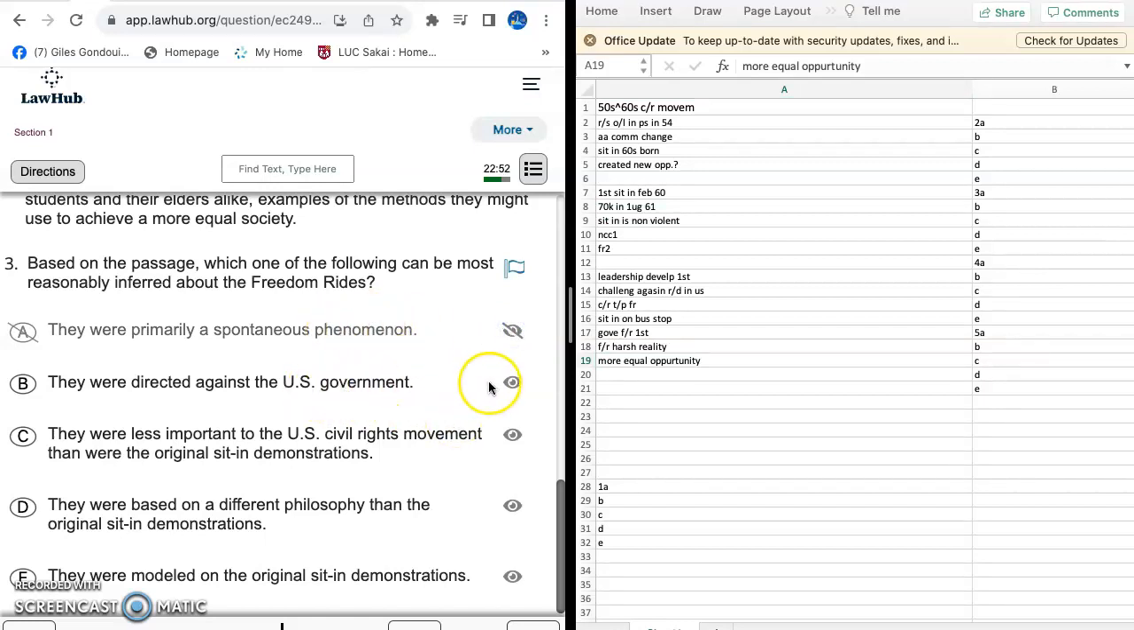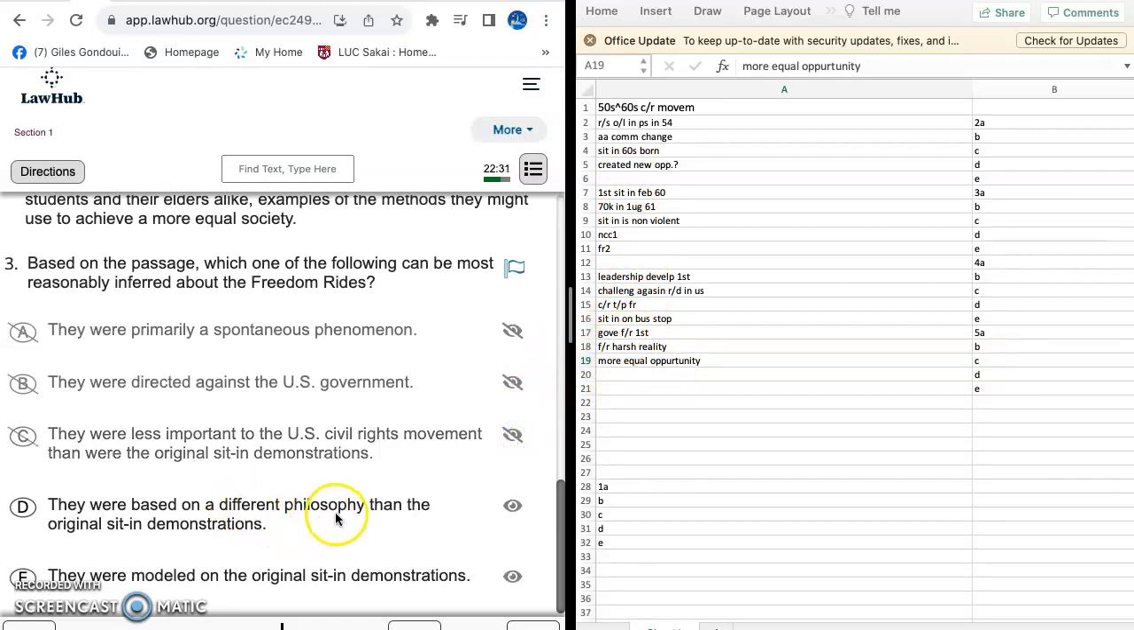They were directed against the U.S. government. They weren't fighting the U.S. government. If you recall, the government was actually protecting them for the first time. They were less important to the U.S. civil rights movements than the original sit-in demonstration. That wasn't mentioned in the article, that the freedom riders are less important than the sit-in models.